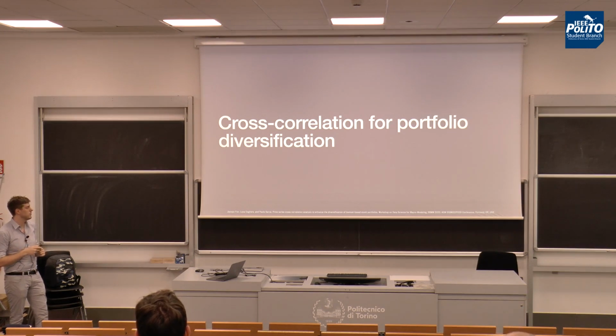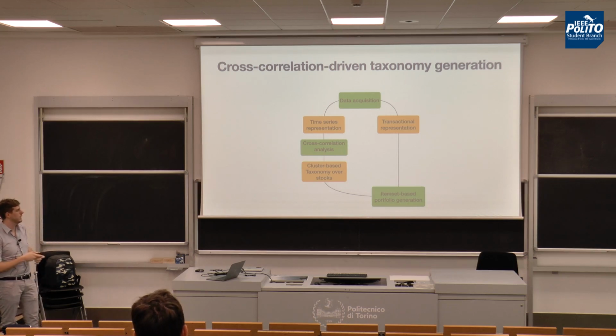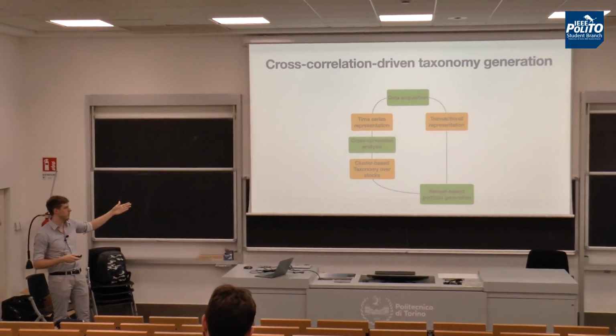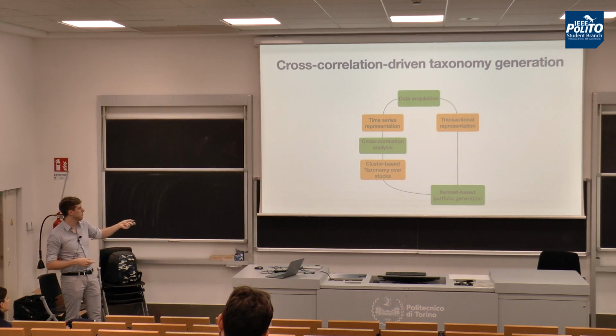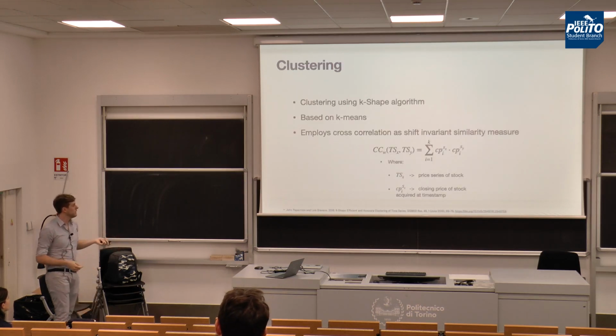So, first application: cross-correlation for portfolio diversification. It's quite easy. Since we get the data, in this plan usually we put them in a transactional representation to do the itemset-based portfolio generation. And as I said before, it takes in input a taxonomy. What we do here is just add this step, the step with time series representation and cross-correlation analysis. So instead of having the taxonomy over sectors, we have the taxonomy over clusters of stocks, and we give it in input to the system. As a clustering method, we use K-shape.